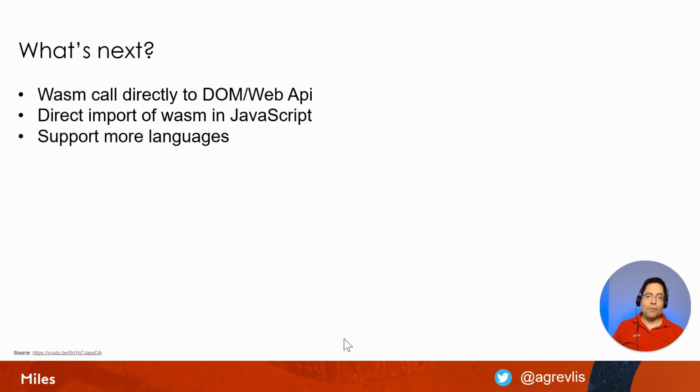Another thing is that they would like to be able to directly import WebAssembly into JavaScript, just like a regular import, whereas now you need to load the WebAssembly by making an asynchronous call. And they would also like to support more languages. Right now, it doesn't support managed languages like Java or C#, but that's something that they have in plans for the future.